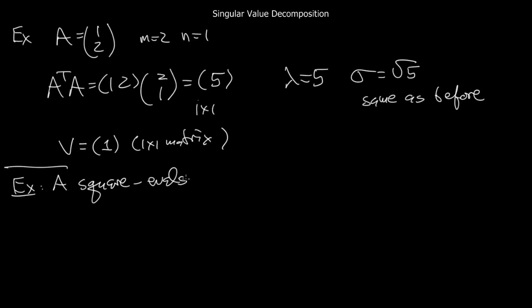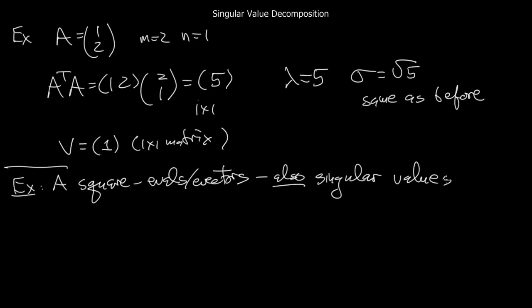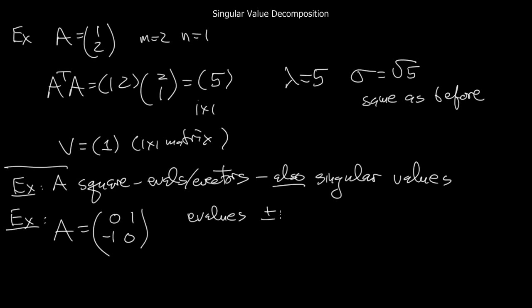Okay, well, let's look at an example of a square matrix. A square matrix has its own eigenvalues and eigenvectors, but it also has singular values and singular vectors. And how are they related? Well, let's look at an example. Suppose I took just a 2 by 2 matrix, 0, 1, minus 1, 0. That's a perfectly good 2 by 2 matrix. It has its own eigenvalues and eigenvectors, and we all know that the eigenvalues are plus or minus i. So they're not real.